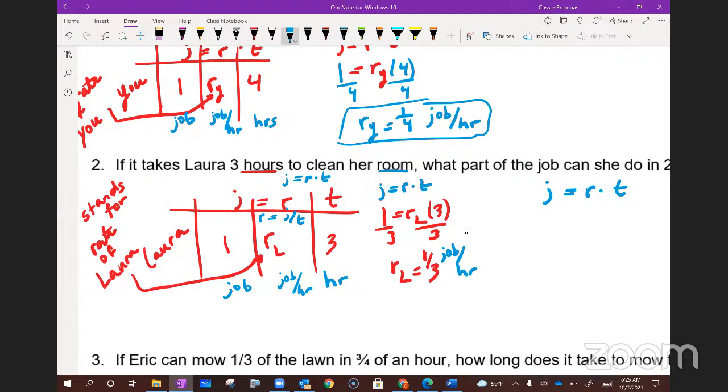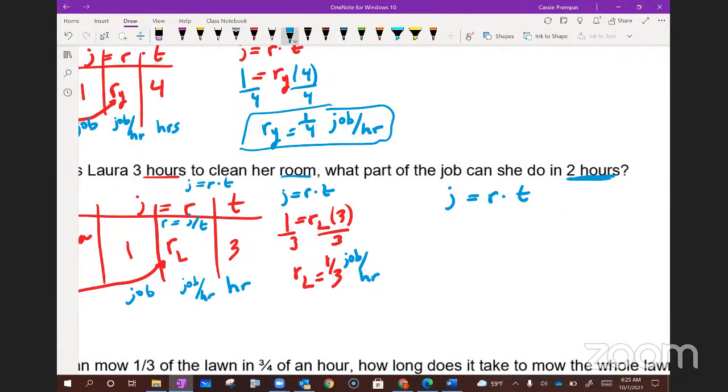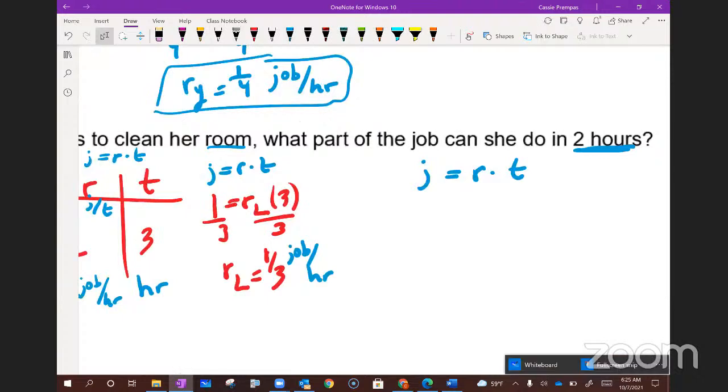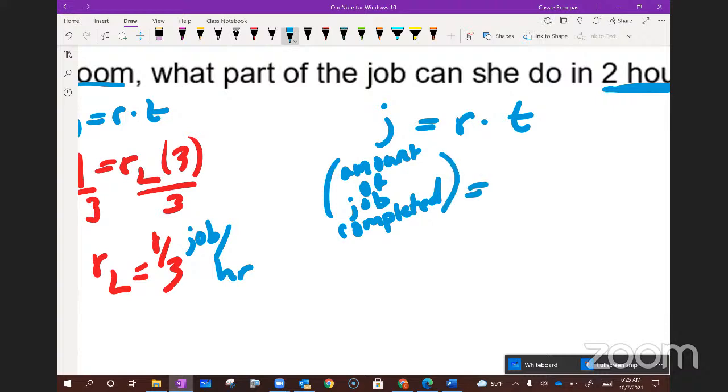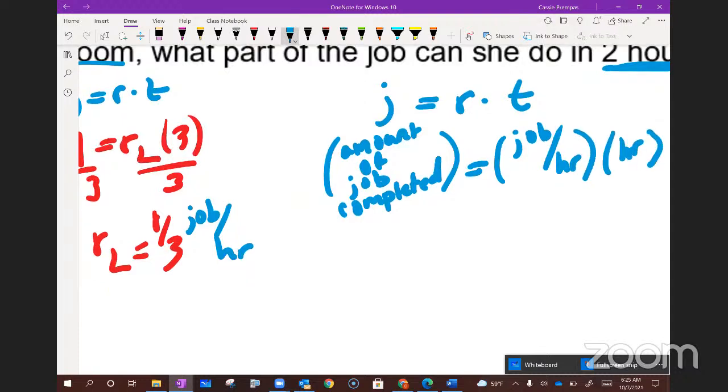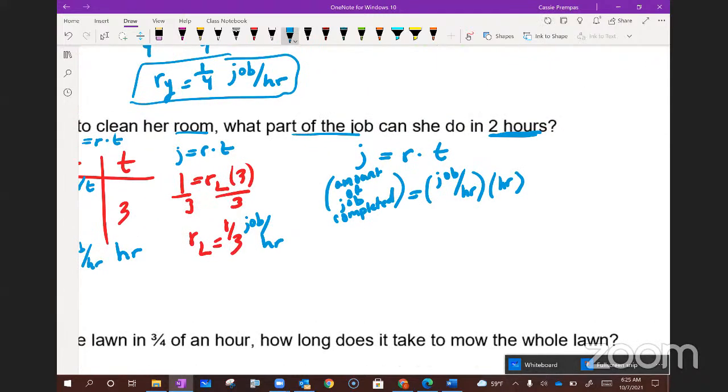So now I can go to the equation. It says, well, how much of the job can she do in 2 hours? So J, remember, that represents the part of the job done, or we can say the amount of the job completed. What did I say at the top? Yeah, amount of the job. Amount of job completed is going to equal the rate, which we're looking at Laura's job per hour, multiplied by the hours she works.